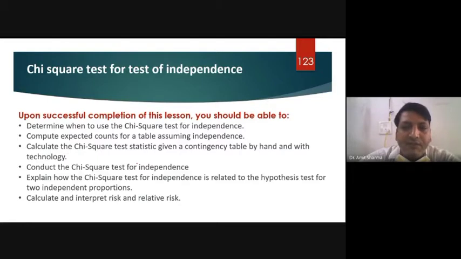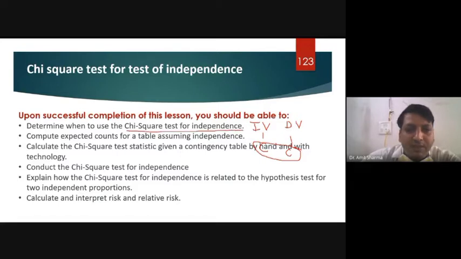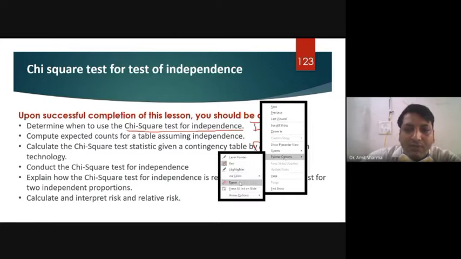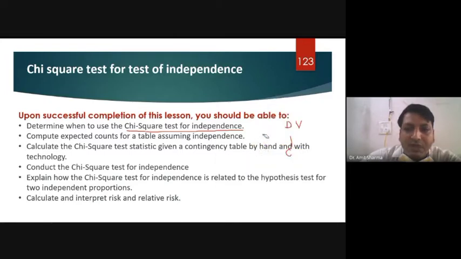When you have an independent variable and a dependent variable, and both are given in the form of categories, that means you are going to apply the chi-square test for independence. Clear? So you are able to find out the proportion under each category.